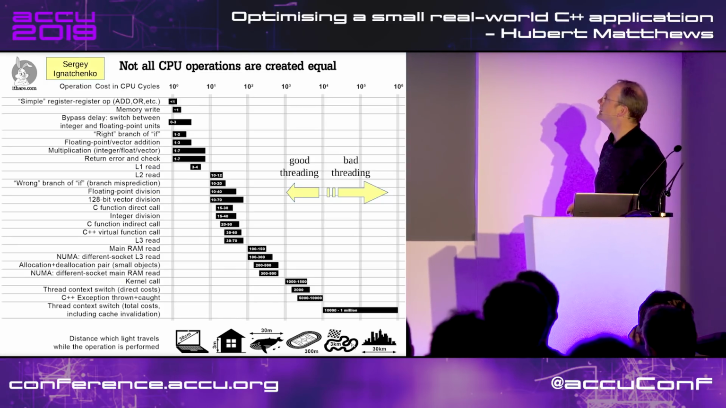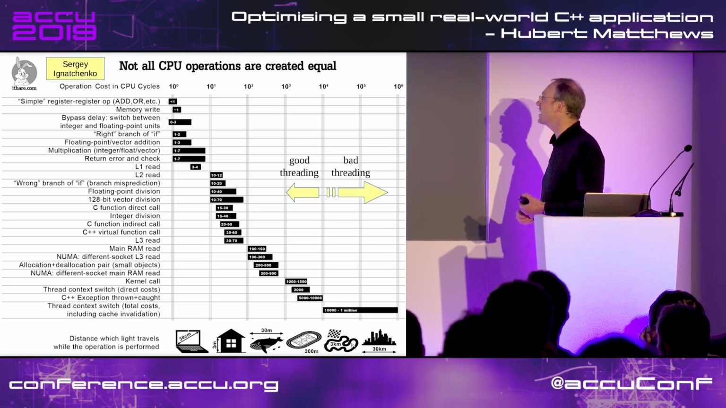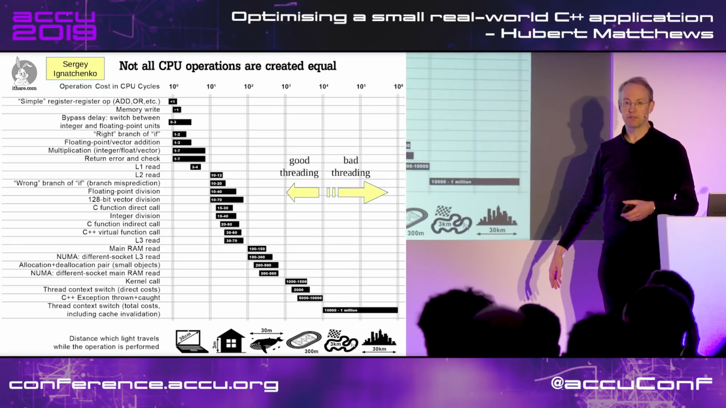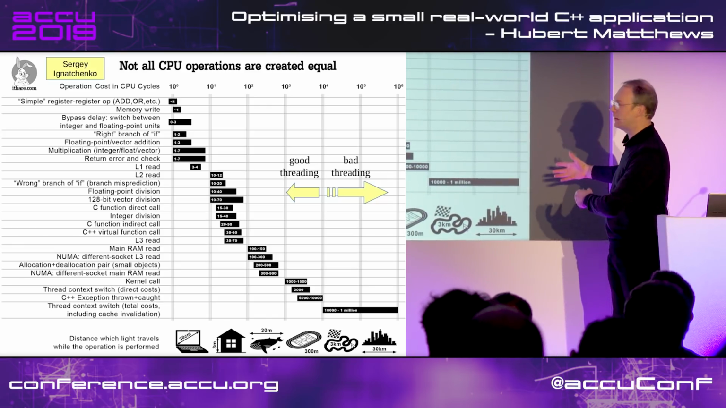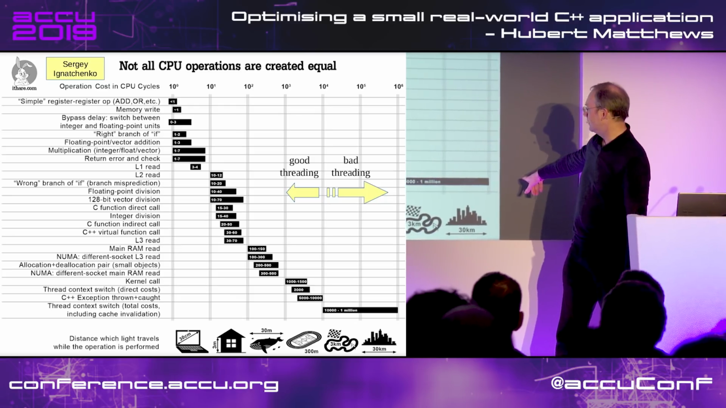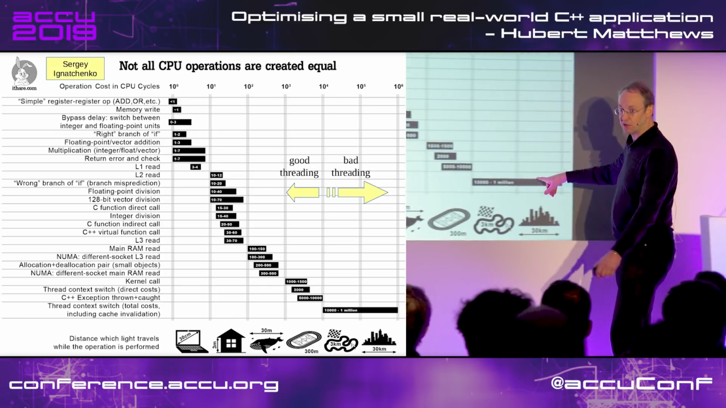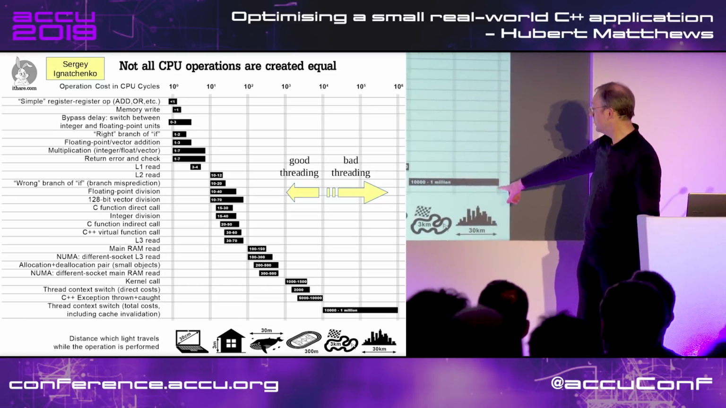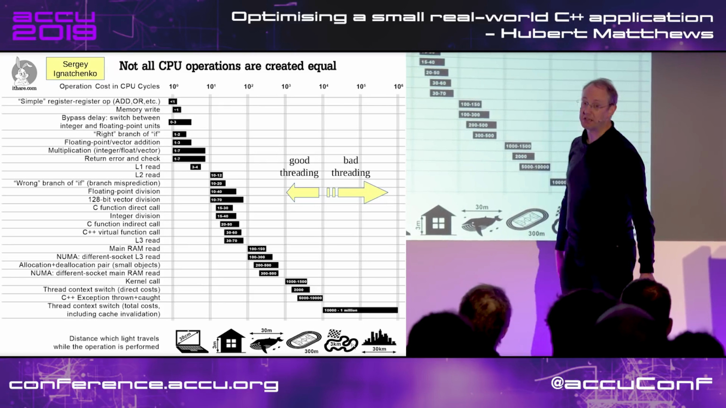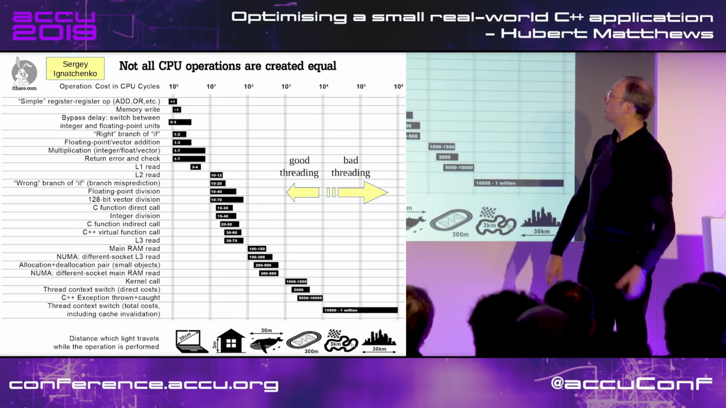Here is a nice little picture, which I borrowed from Sergey Ignatchenko, showing different types of operations on CPUs and other things. Notice this is a logarithmic scale, so this is orders of magnitude. This is quite a lot over here. This is in the millions. You start at the top and you go, right, simple register add is less than 1 cycle, so you can do multiple ones in that.